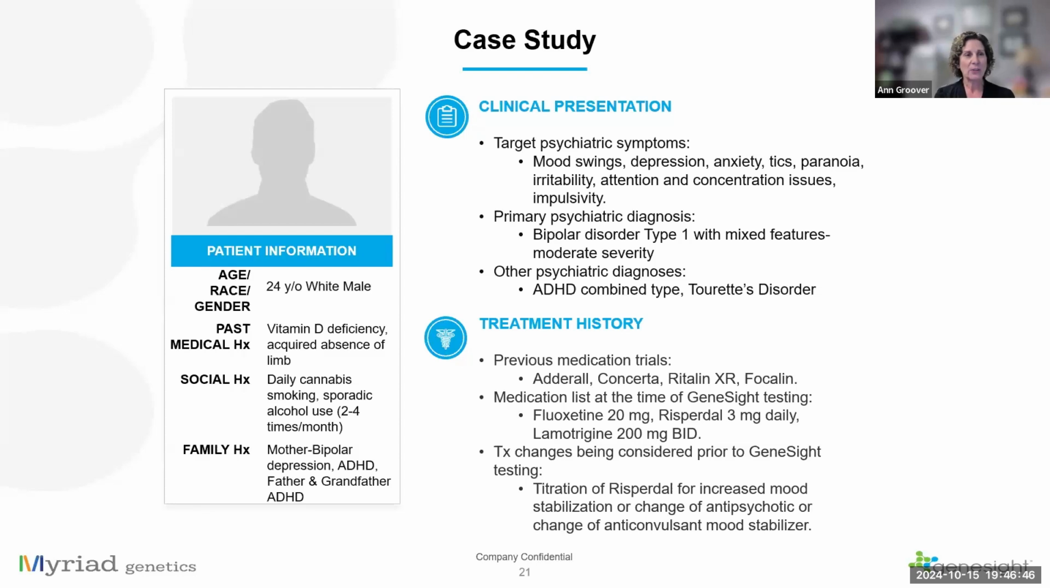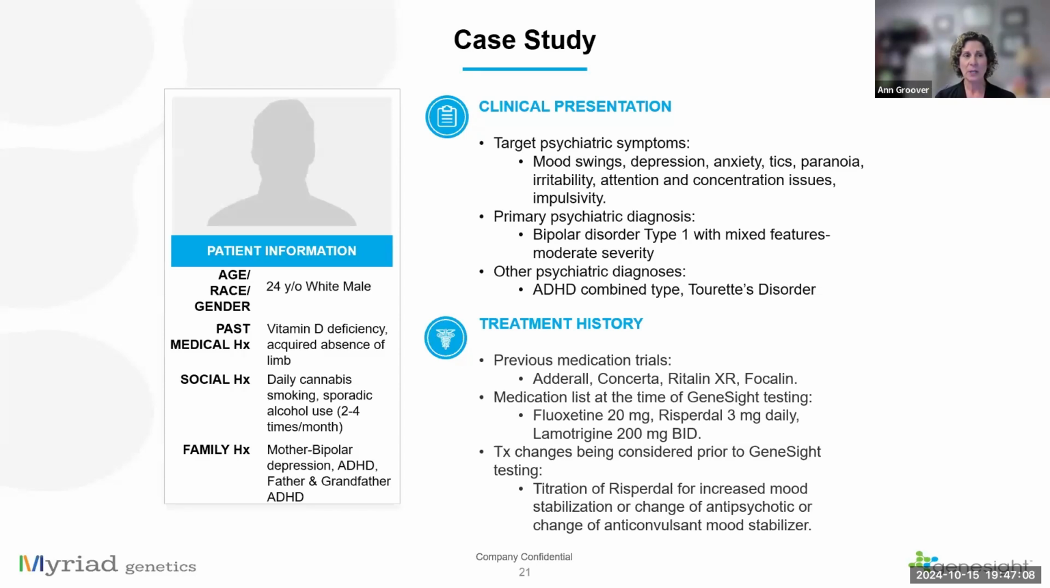So previous trials, over the years, he had some stimulants: Adderall, Concerta, Ritalin, and Focalin. He was not on a stimulant at this time. Medication list at the time of GeneSight testing, he was on fluoxetine 20 milligrams, Risperdal 3 milligrams once daily, and lamotrigine 200 milligrams BID.